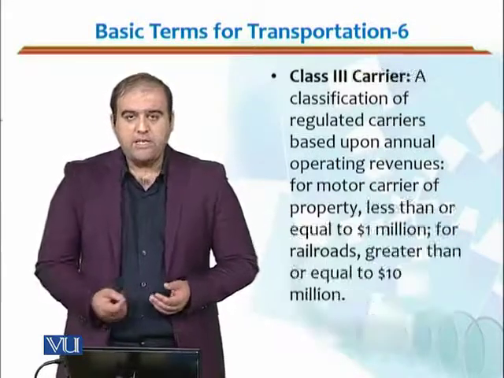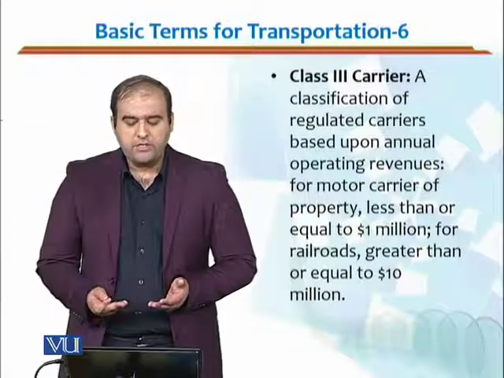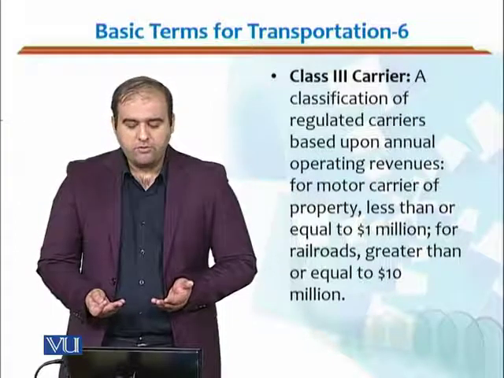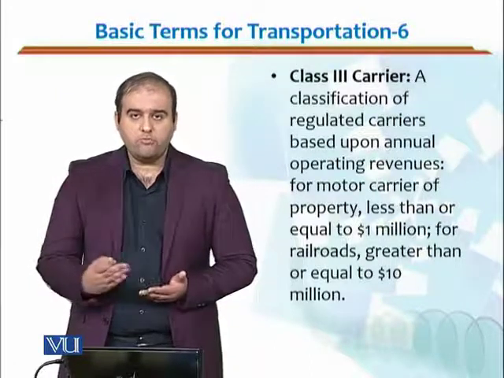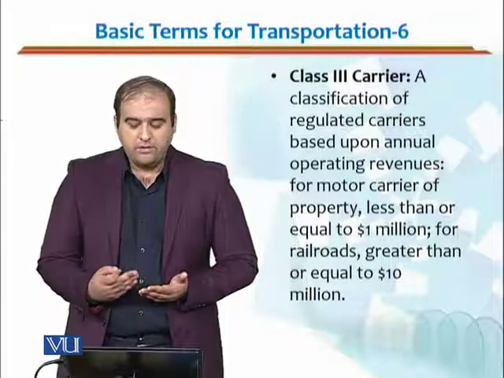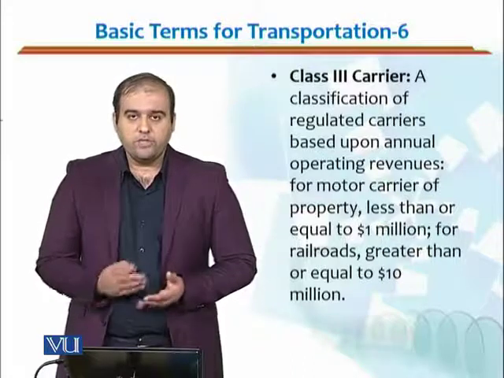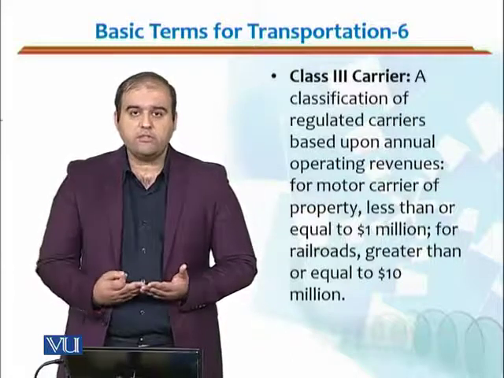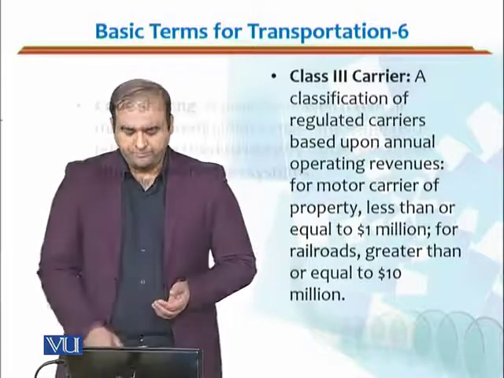Then we have class 3 carrier, a classification of regulated carriers based upon annual operating revenues. For motor carrier of property less than or equal to $1 million, not more than 1 million, otherwise it would be in the class 2. Then for railroads less than $10 million. So these are class 1, class 2 and class 3 carriers.